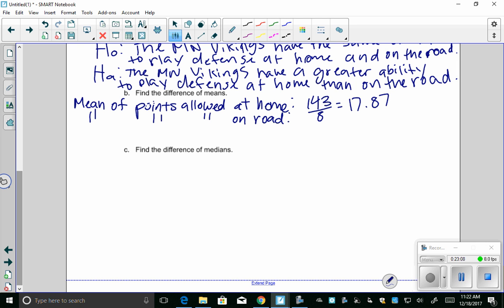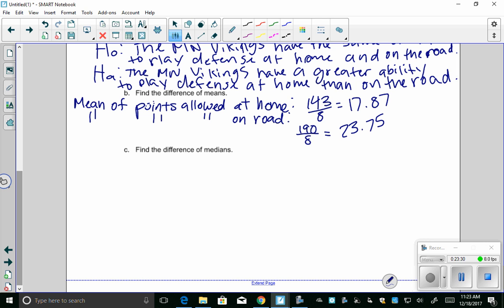Remember, we're doing the difference of means, so I'm finding the means of both columns. Now find the mean of the points allowed on the road. Okay, so Brooke got 190 as the total. And you're going to divide by what? So what's 190 divided by 8?